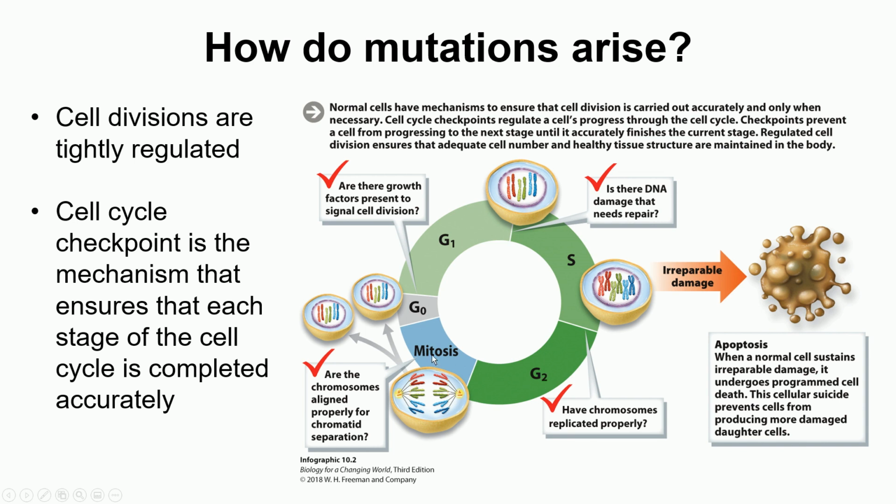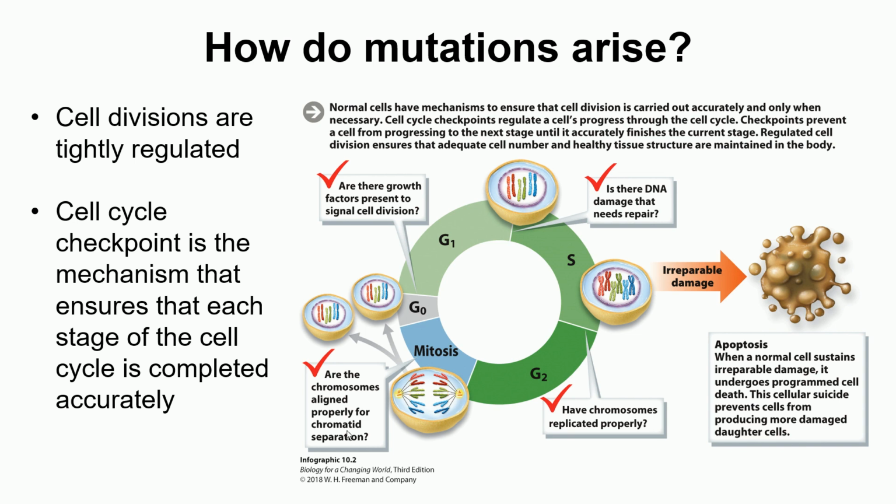When the cell is actually in the mitotic phase, it is going to be checked in the anaphase. There is a separation of the sister chromatids. It's going to be checked if the chromosomes are aligned properly for the chromatid separation. So at every step the cell cycle is very well regulated.